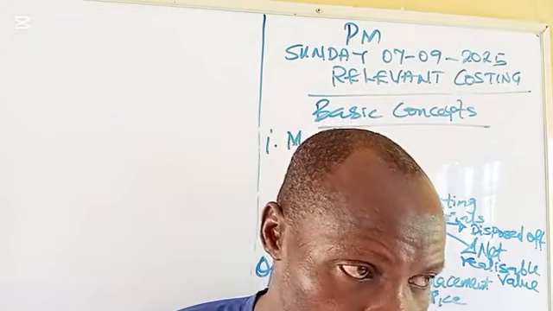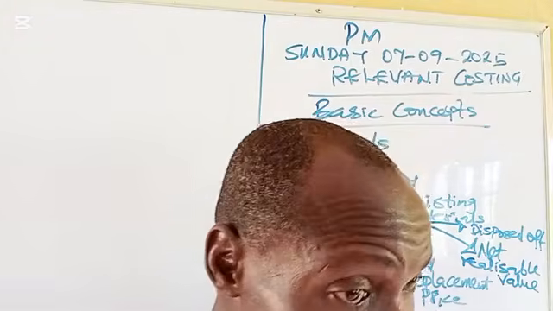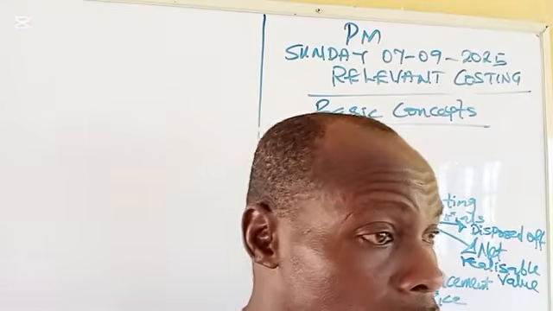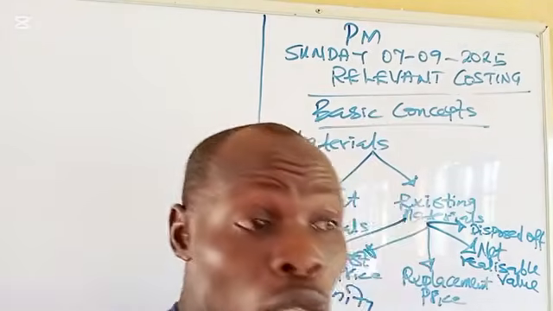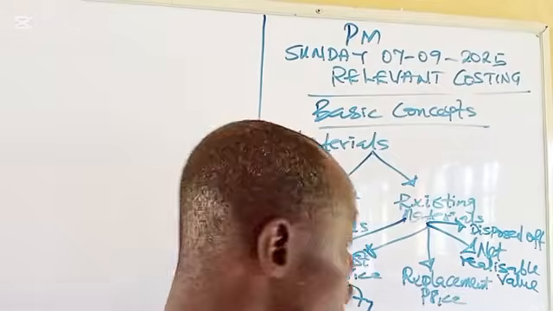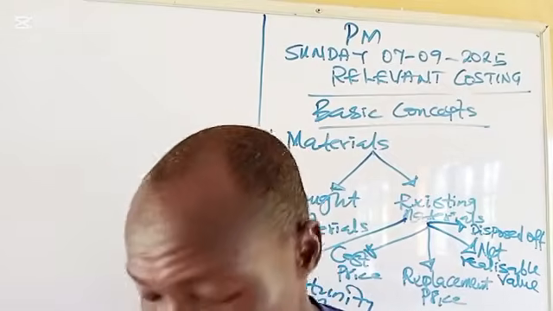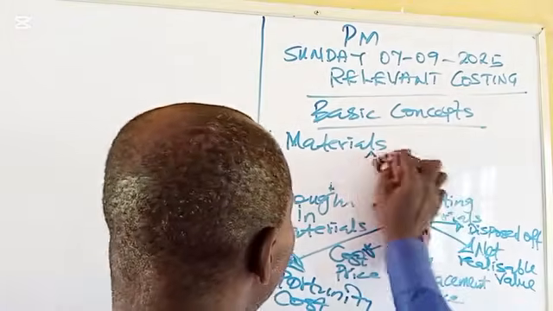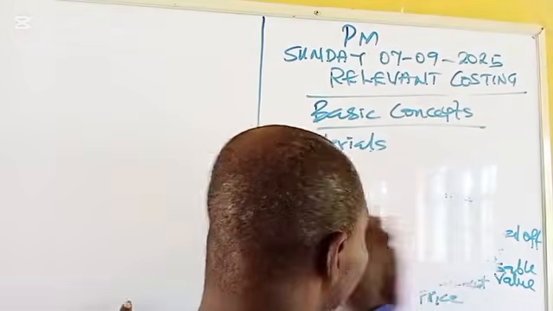That is opportunity cost. Though we will still explain the concept of opportunity cost, and then we illustrate it further when we get to that. Opportunity cost is always a relevant cost. It's always relevant. So that is material. After materials, the number 2 concept I want to examine is labor.